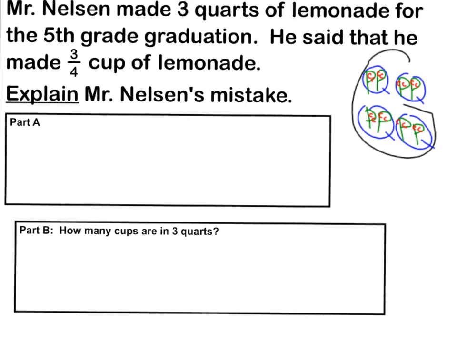All right, for our next question it says, Mr. Nelsen made 3 quarts of lemonade for the 5th grade graduation. He said that he made 3/4 of a cup of lemonade. Explain Mr. Nelsen's mistake in part A. Then, in part B, how many cups are actually in 3 quarts? Now, if you use our conversion chart that I have with our giant G right here, this should be able to help you. So go ahead and pause the video and write your answers. Then we can check together. Press pause now.